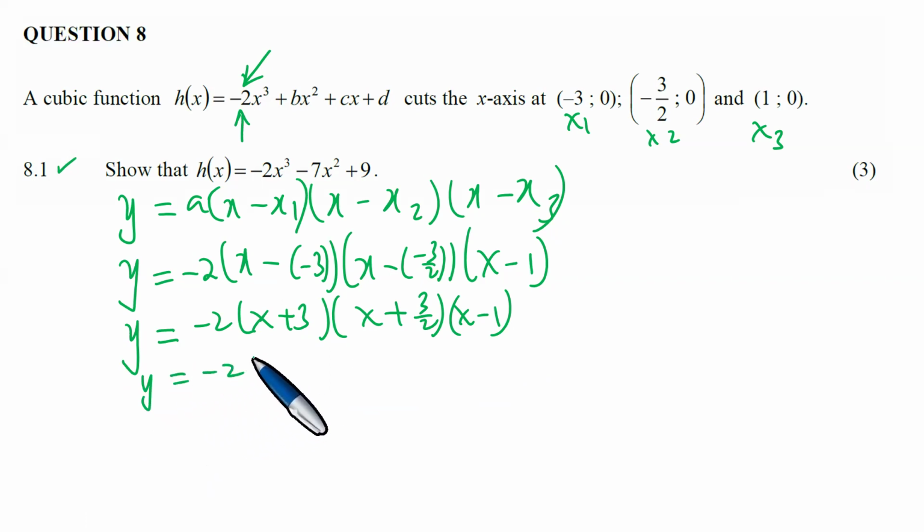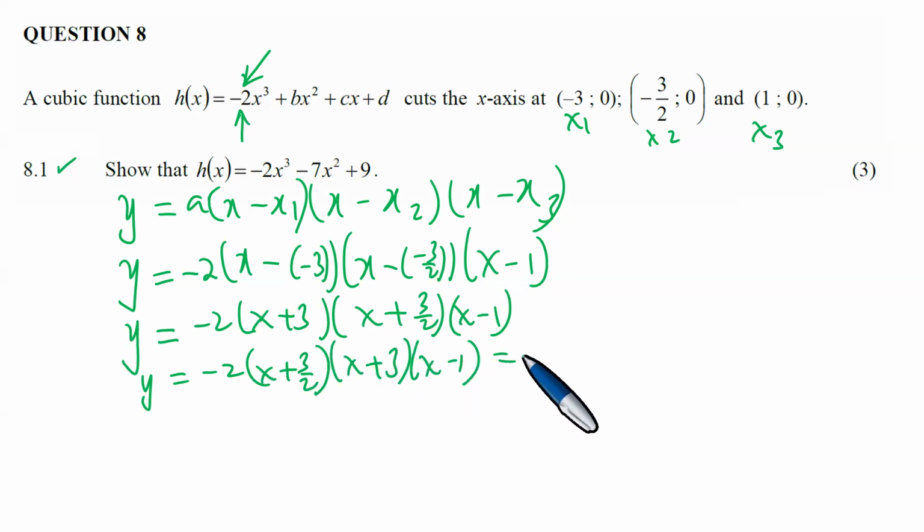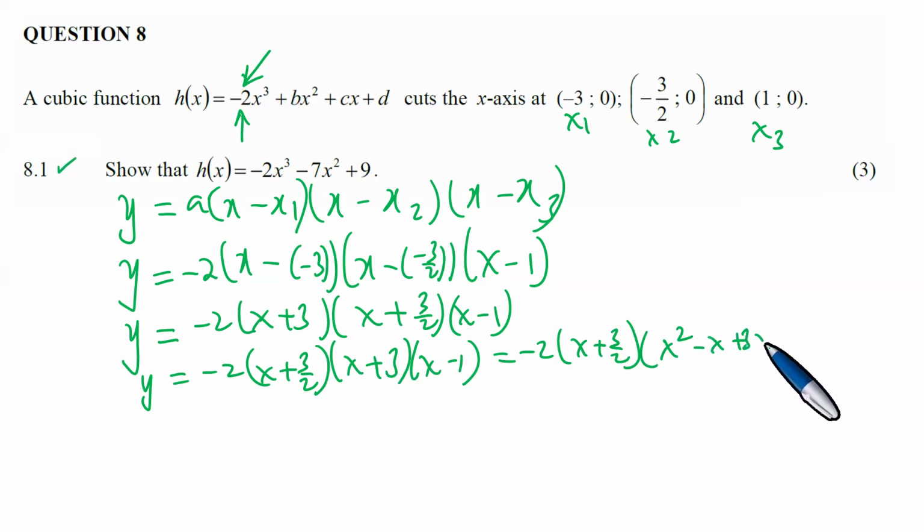So we have -2. Let us just rearrange this. Let's put this one here, the x plus 3 over 2 first. Have x plus 3 and have x minus 1, -2, and we have x plus 3 over 2. We multiply x by x. It's actually x squared. X by -1 is -x. 3 by x is 3x. 3 by -1 is -3.